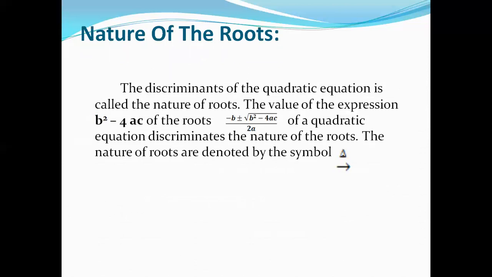Nature of roots. The discriminant of the quadratic equation is called the nature of roots. The value of the expression b squared minus 4ac, of the roots minus b plus or minus root b squared minus 4ac divided by 2a of the quadratic equation, discriminates the nature of roots. The nature of roots is denoted by the symbol triangle.